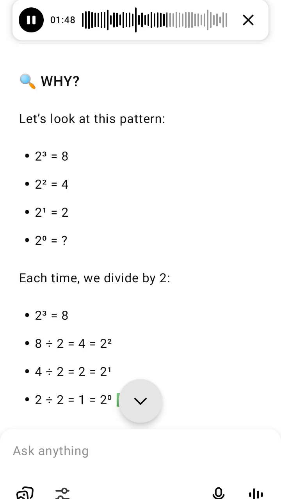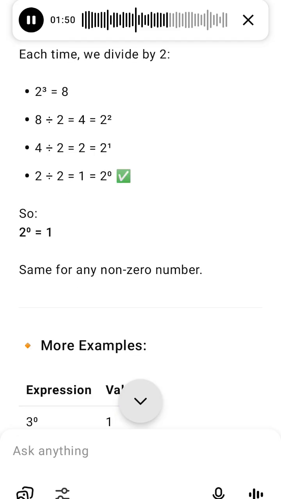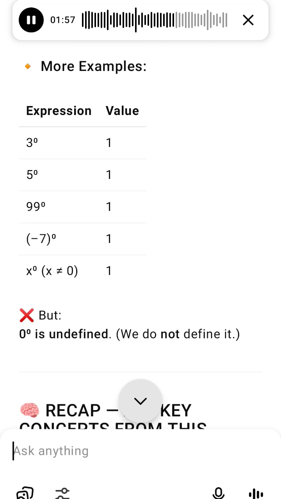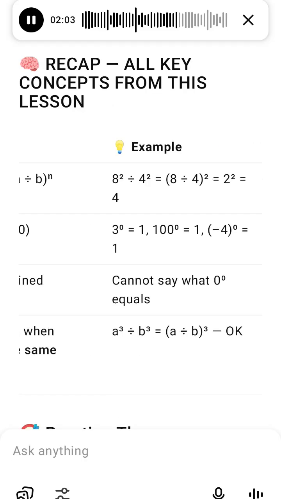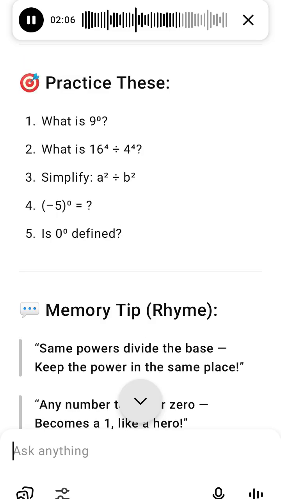It's considered undefined. Additional concept recap, optional review, with rule type and formula. Multiply with same base: a^m times a^n equals a^(m+n). Example: 2^2 times 2^3 equals 2^5, which is 32. Divide with same base: a^m over a^n equals a^(m-n). Example: 5^4 over 5^2 equals 5^2, which equals 25. Power of a power: (a^m)^n equals a^(mn). Example: (3^4)^3 equals 3^12.